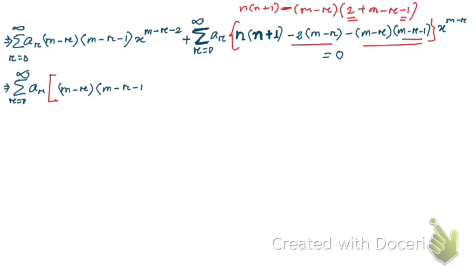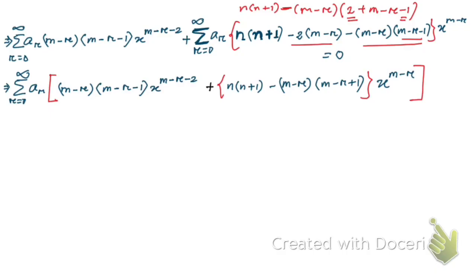Here I have done one more thing, this part is taken common, right? So then it will be of this form. Okay, so this is what we have got, right? Now this is equal to 0. Let it be equation number 3.